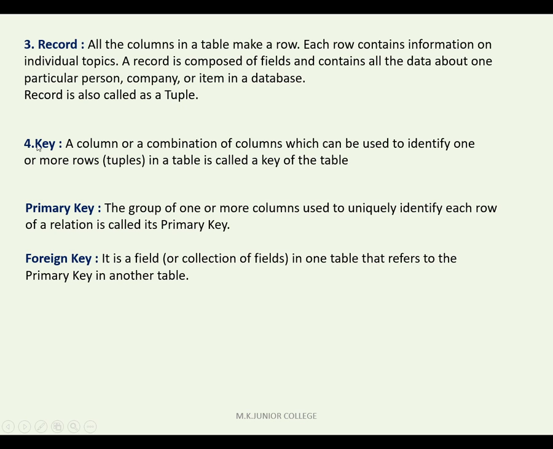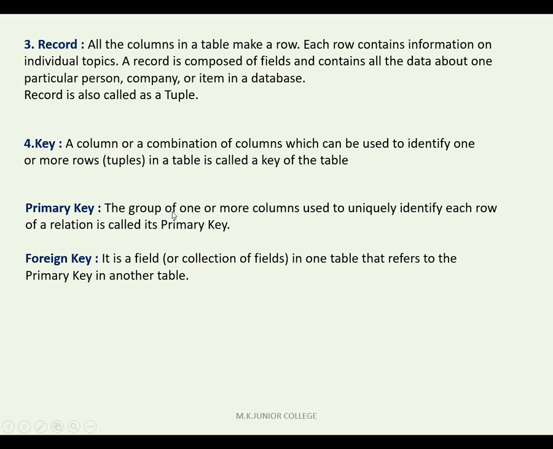Now something called a key. Again we just discussed the key field. There are two types of key in your database, my dear students: maybe a primary key or maybe a foreign key. A column or a combination of columns which can be used to identify one or more rows in a table is called a key of the table. So key of the table means what? Which is uniquely maintained in your database. So primary key and foreign key. What is the difference between primary key and foreign key?